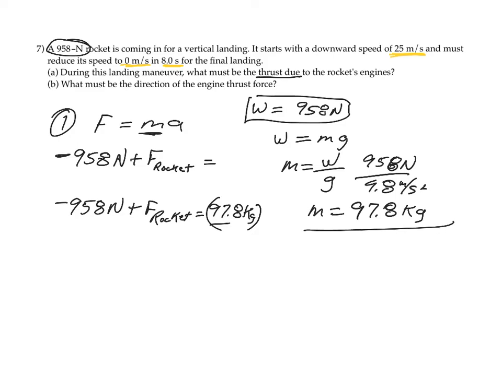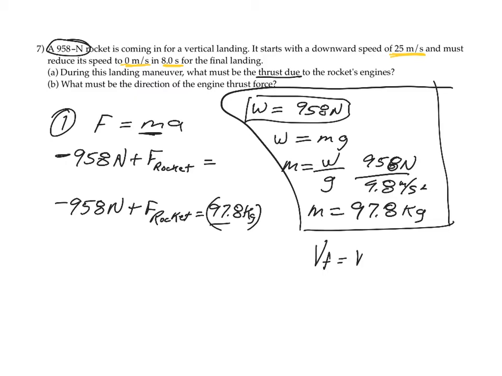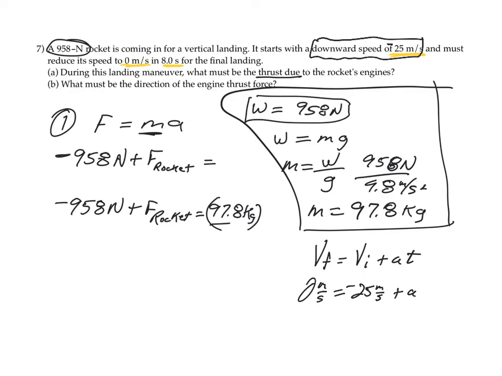Remember I told you we're going to have to solve for acceleration? There's a lot going on with this question. So I'm going to pull out VF equals VI plus AT. My final velocity is 0 meters per second. Now careful here in your initial, it's a downward speed of 25. So that makes that negative 25 meters per second. That's an easy thing to miss. Plus a t, my t is 8 seconds.